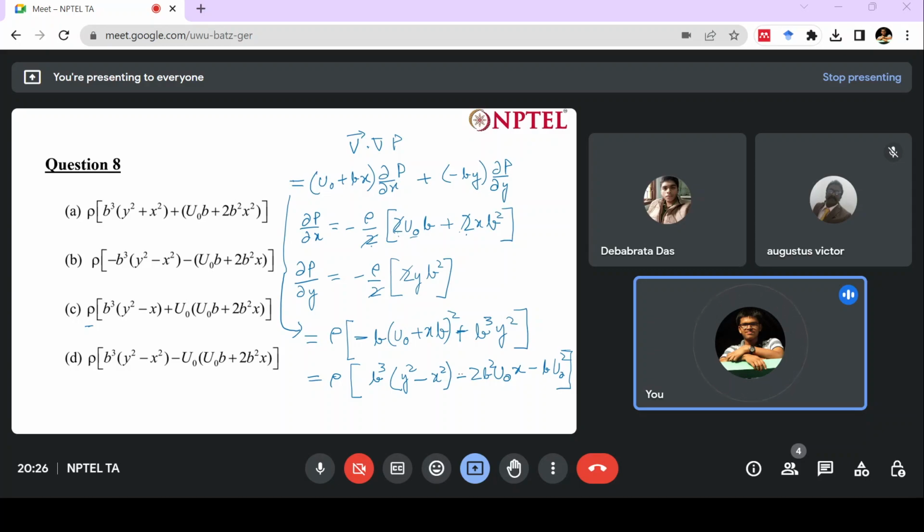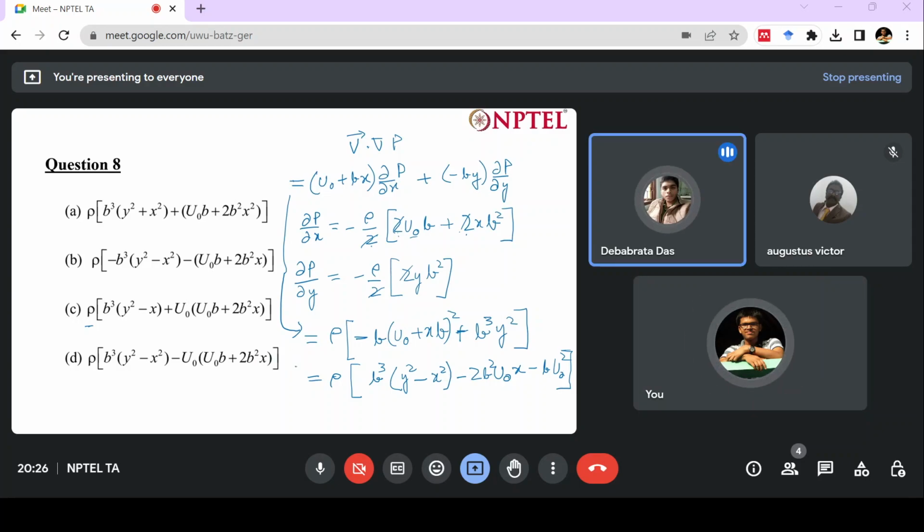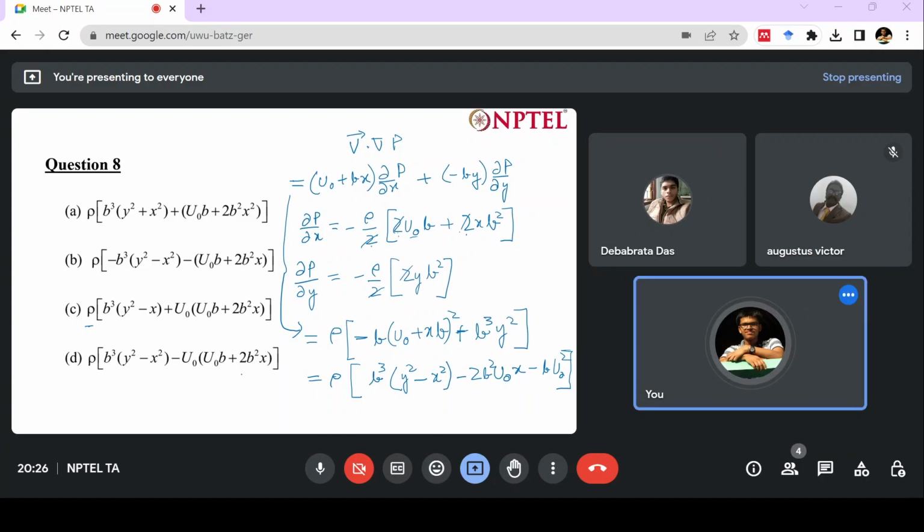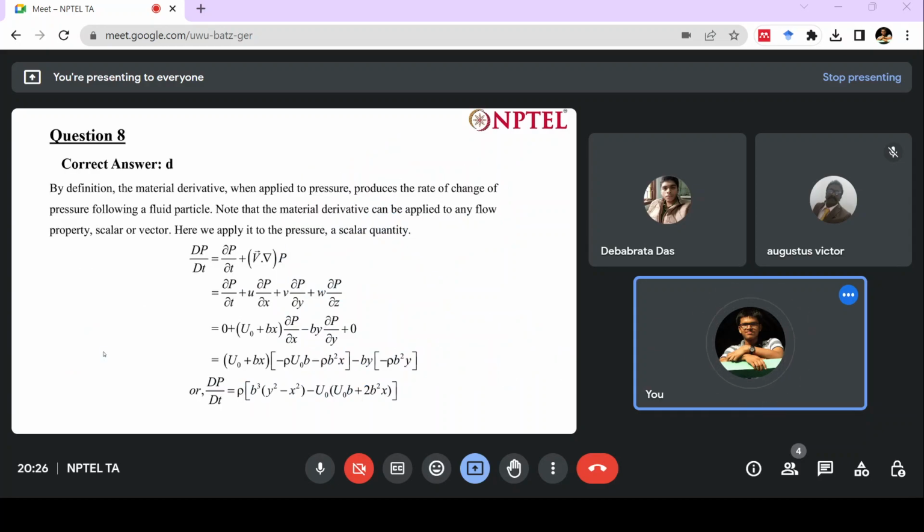So if I compare, I think this last option is correct, right? D. Last option is correct. If I take u0 common from the second term, then I will exactly get this. Okay. So here also they have done this calculation. You can go through this.